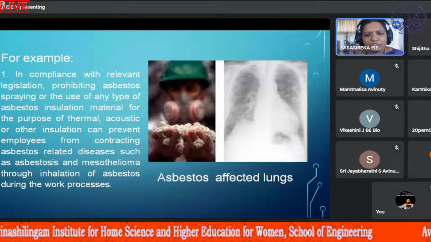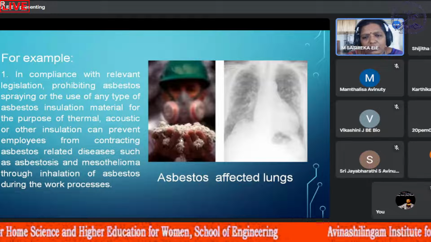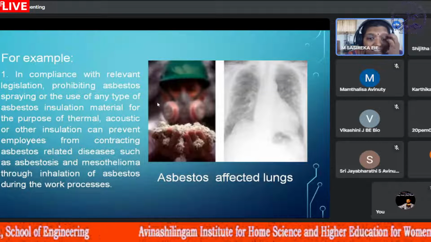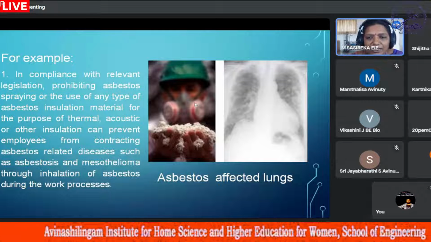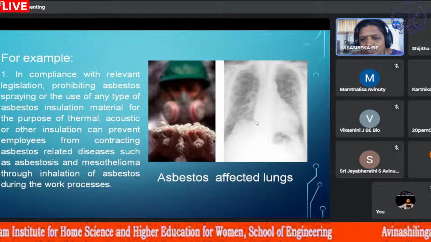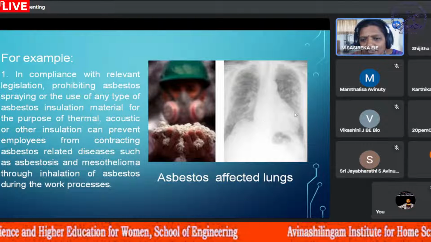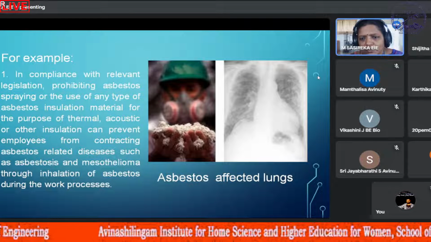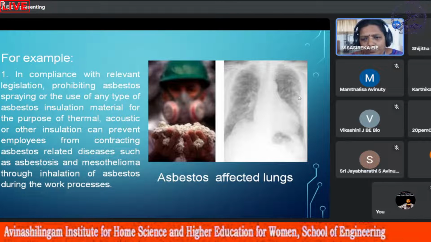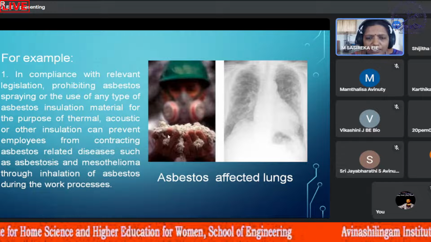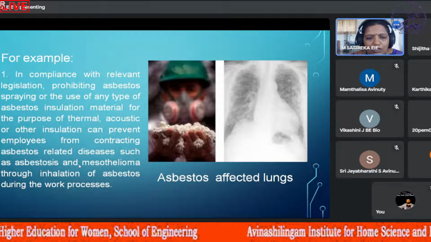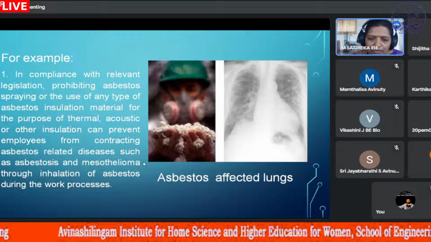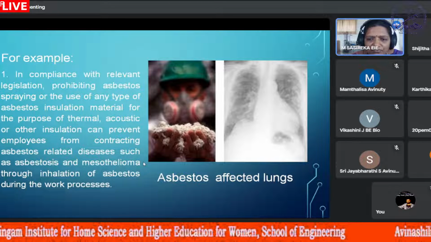So this image shows the effect of asbestos. The dust particles of the asbestos will be affecting the lungs. On the right side, I have shown how the lungs got affected. The particles get deposited on the lungs, making the lungs not function properly. So this will lead to asbestosis disease or mesothelioma. Mesothelioma is a disease that occurs in the soft coverage of any organ.